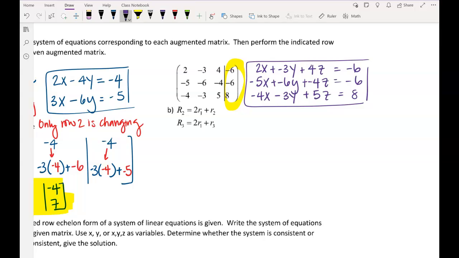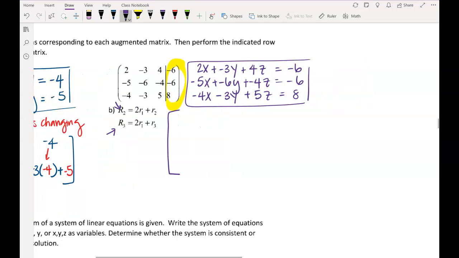Now for example 2b, it's asking us to change row number 2, and it's asking us to change row number 3. So be very cautious, okay? And again, I'm going to make a big matrix here so I can show my work.